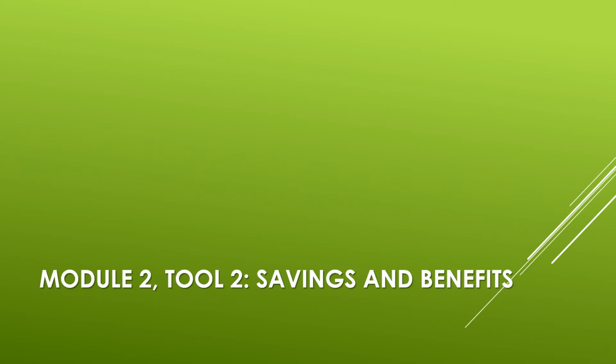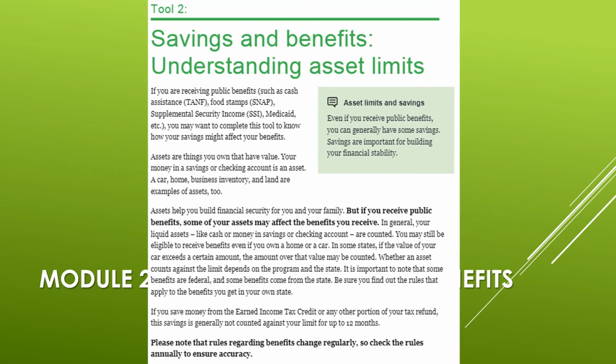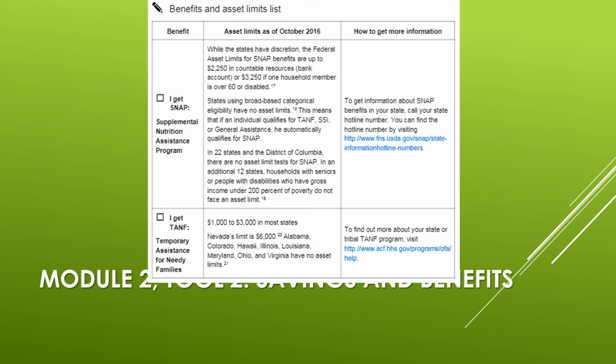Module 2, Tool 2, begins by providing some basic information about asset limits. The rest of this tool is fairly straightforward. The consumer can look for the benefits they receive and see the corresponding asset limits. Beware though, this information is from 2016 and may have since changed. When in doubt, follow the links listed on pages 2 through 4 to see if the asset limits have changed.